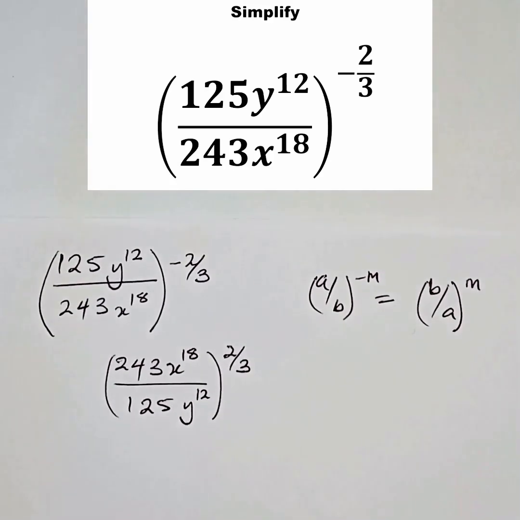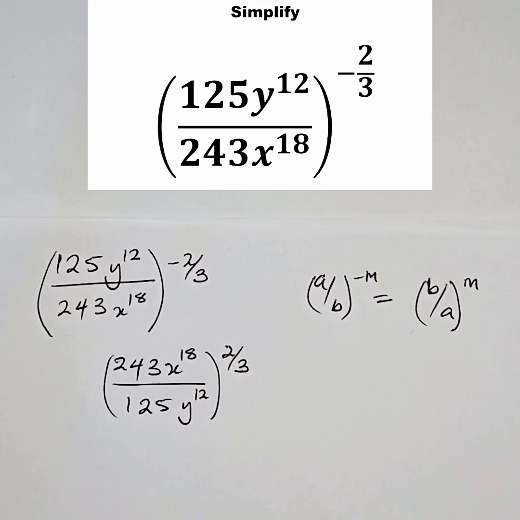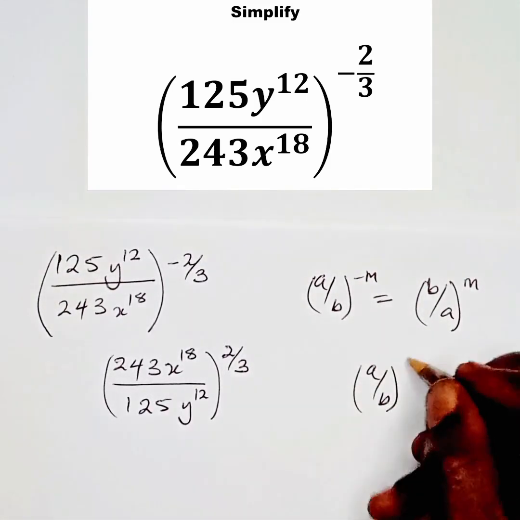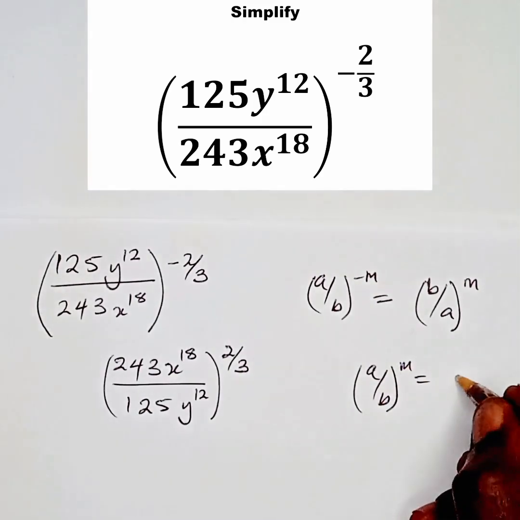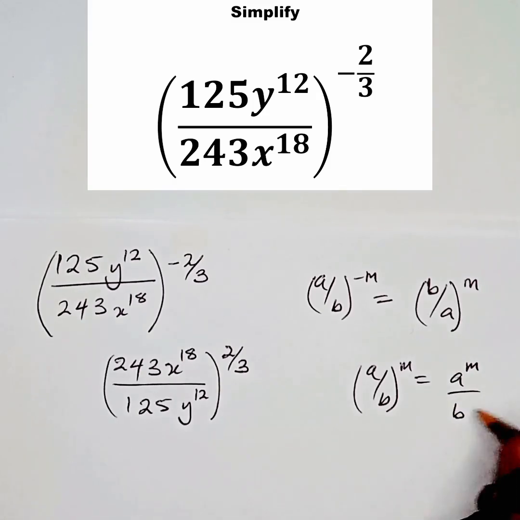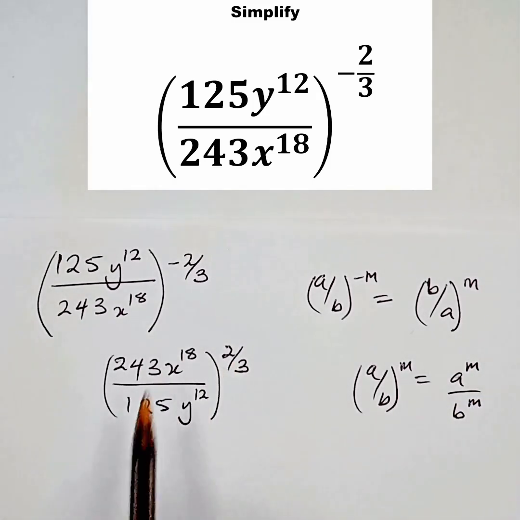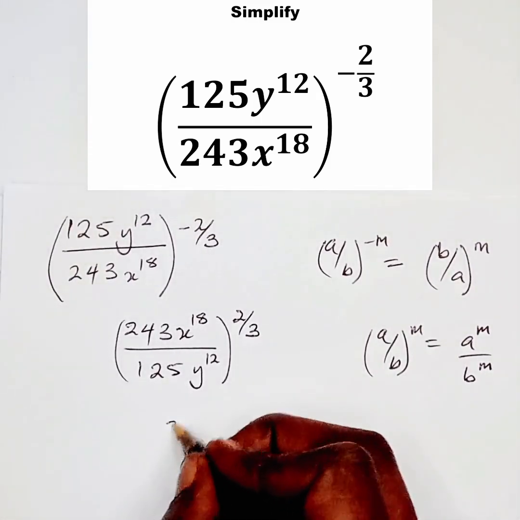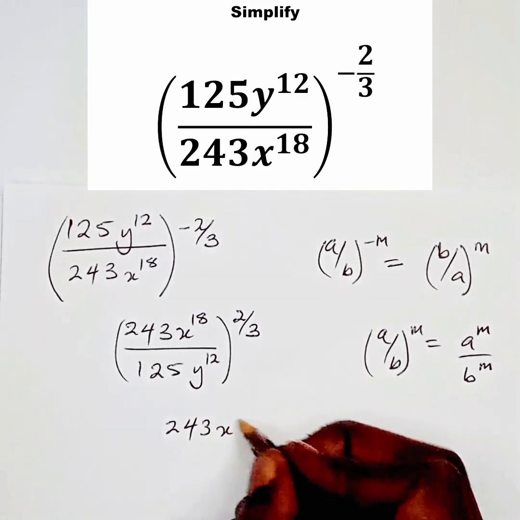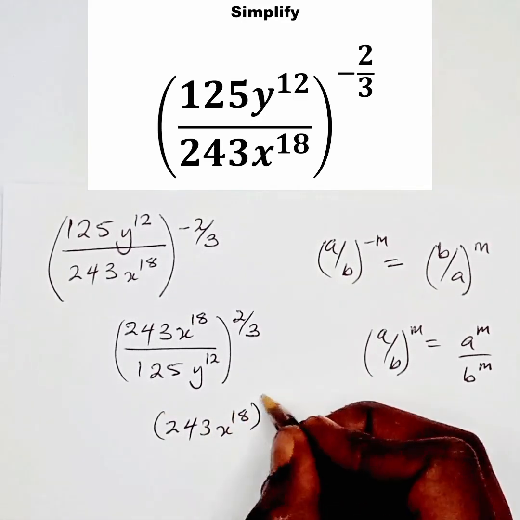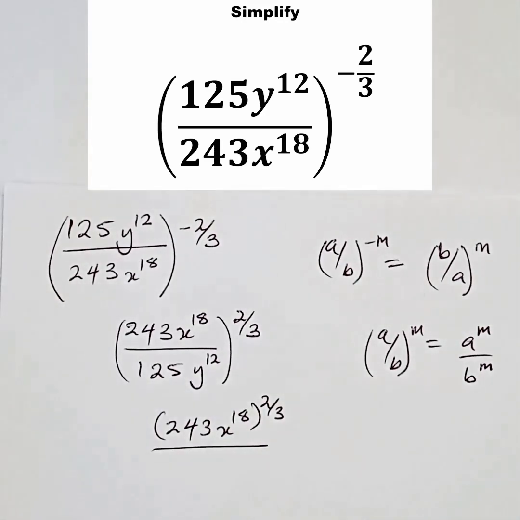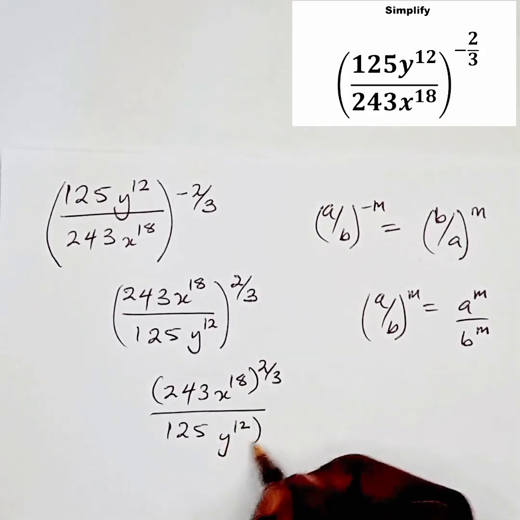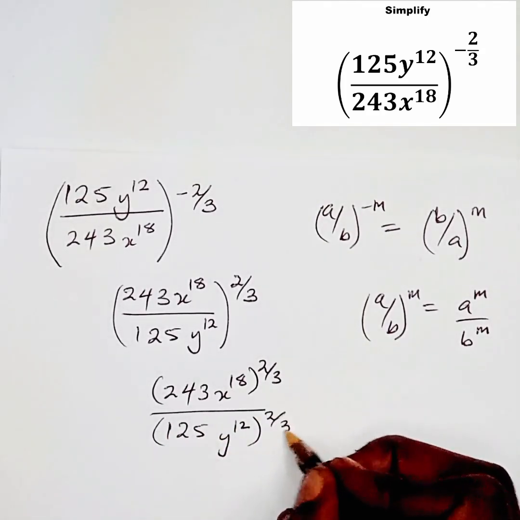Okay, the next thing we're going to do is to use this law of exponents that says (a/b) to the power m is equal to a to the power m over b to the power of m. So we're going to do it on that numerator and that denominator. So we're going to have (243x^18) to the power 2/3, divided by (125y^12) to the power 2/3.